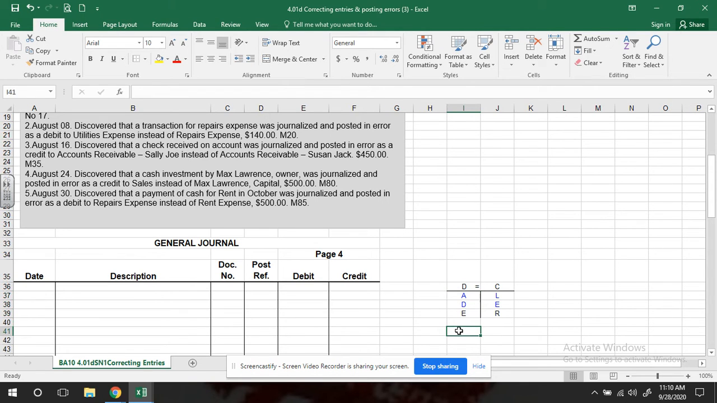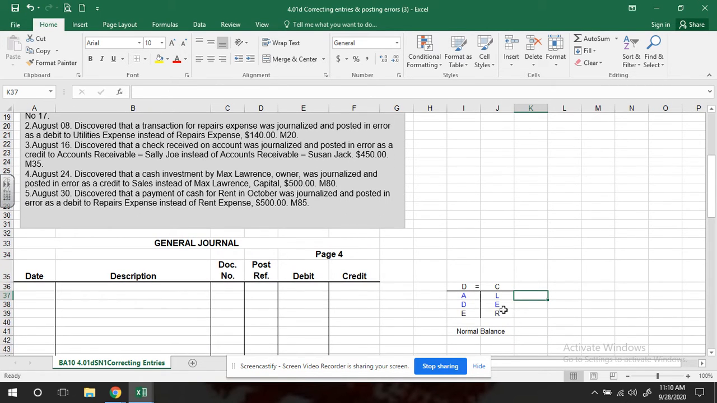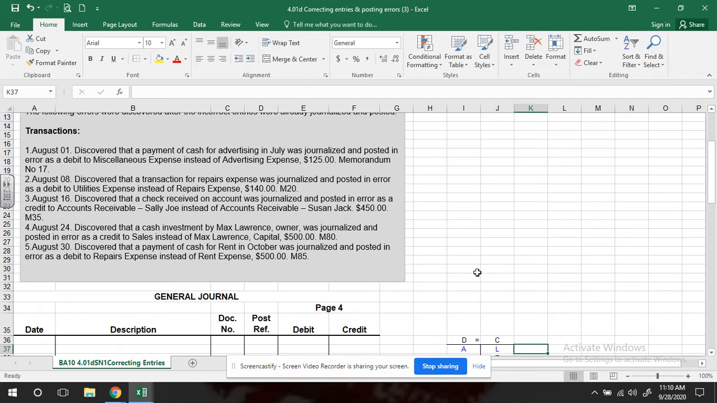So just to show you, these that you're looking at right now are the normal balances. This side makes it, whatever you see it right now, makes it increase. The opposite side would make it decrease. So on all of these transactions, we're going to have to take it out of one account and put it into the correct account. All right, so these accounts, we're going to take it out of one and put it into the correct one. So we're going to be decreasing and increasing.